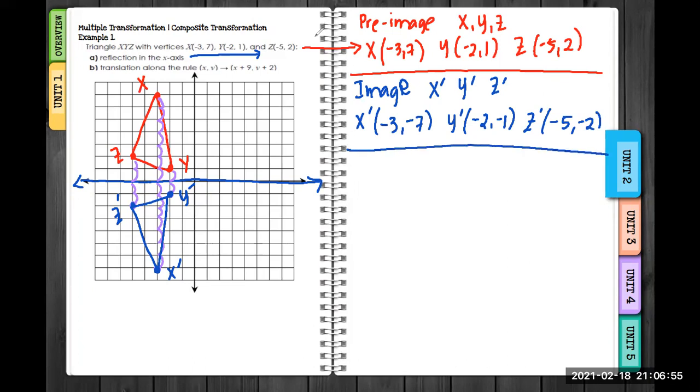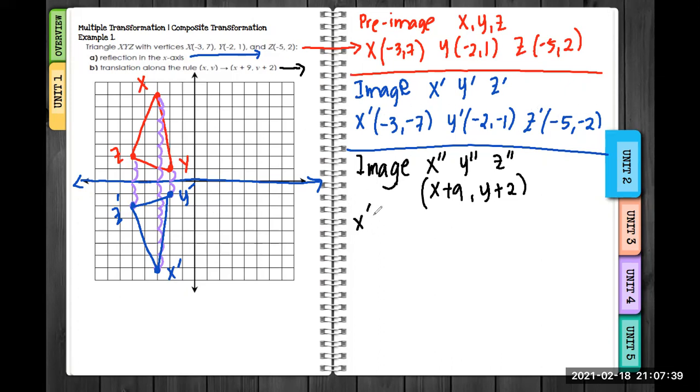Next, I'll change color again to make sure that it will be more clear. Let's use black. Okay, so another image needs to be formed, but this time it will be labeled X prime prime, Y prime prime, and Z prime prime. From here it says the rule is add 9 units to the x and add 2 units to the y. So copying the coordinates of the prime, we have X prime, which is negative 3, negative 7. Y prime is negative 2, negative 1. And then Z prime is negative 5, negative 2.